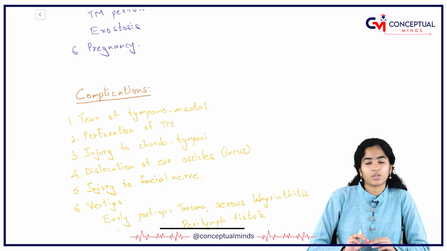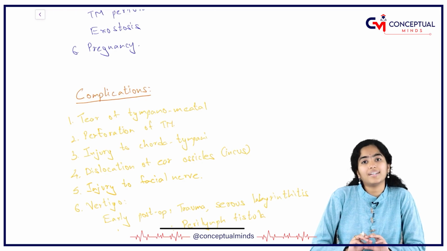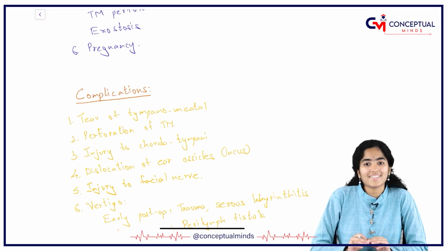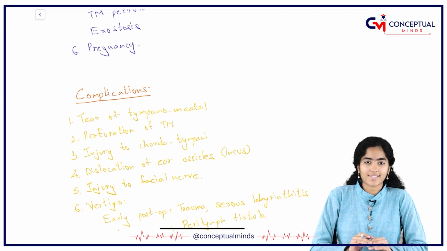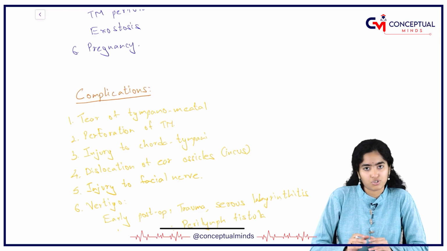Sensory neural hearing loss can also occur if there was some intraoperative trauma or labyrinthitis or perilymph fistula or granuloma. In some patients, vertigo can occur after this operation. In the immediate post-op period, if it occurs, it is because of some intraoperative trauma or serous labyrinthitis. And if at all this occurs many years later after the surgery, it could be because of perilymph fistula or benign paroxysmal positional vertigo. And finally, the worst complication that can occur is a dead ear. These are the various complications of stapedectomy.